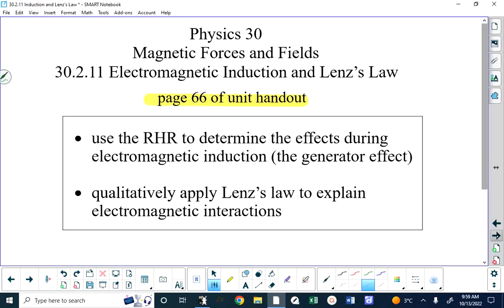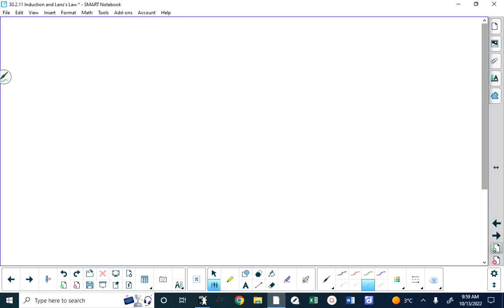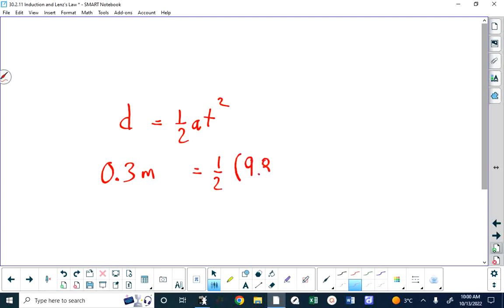A basic Physics 20 question would be, if I dropped an object, how long does it take to fall 30 centimeters? That's a very short period of time, isn't it? We could actually do the calculation here. It's a d equals a half a t squared situation. 30 centimeters is 0.3 meters equals 1/2 times the acceleration, which is 9.81 meters per second squared. There's no need to use negative 9.81. We know it's moving down. Times t squared. So do me a favor, run that through your calculator and figure out what that time is.